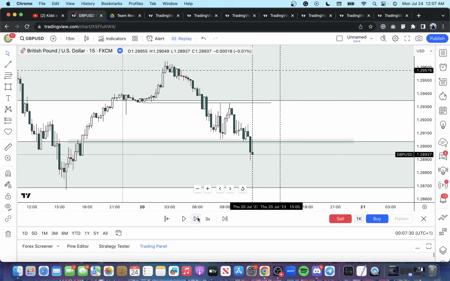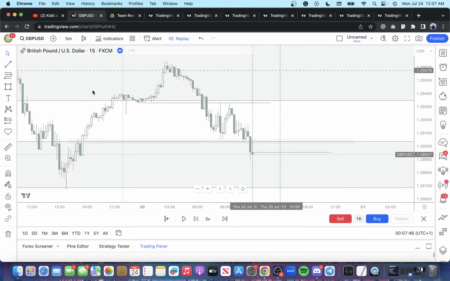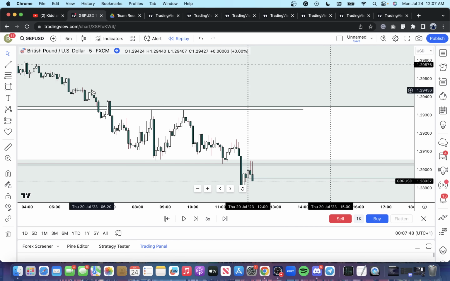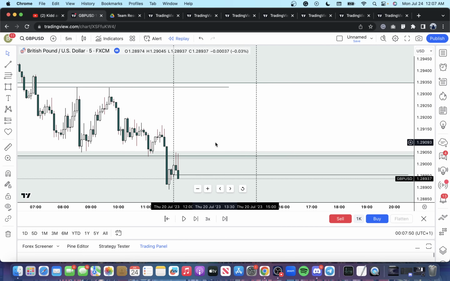Now let's see the opening price for the session. This is the session opening price. And what we like to see is the market trade above the session opening price for our trade. All right, so we can go into a lower time frame here, like a 5-minute time frame. Again, our executions form around a 5 or 15-minute time frame.